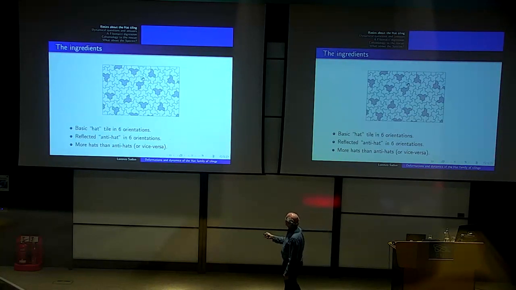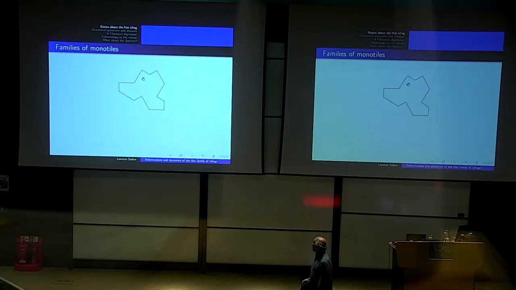Okay? And we're looking at a particular setup here where there are more hats than anti-hats. You could also reflect the whole thing and have more anti-hats than hats, but the structure of that is just like the one where you have more hats than anti-hats. So we're just going to concentrate on the tilings where you have more hats than anti-hats.